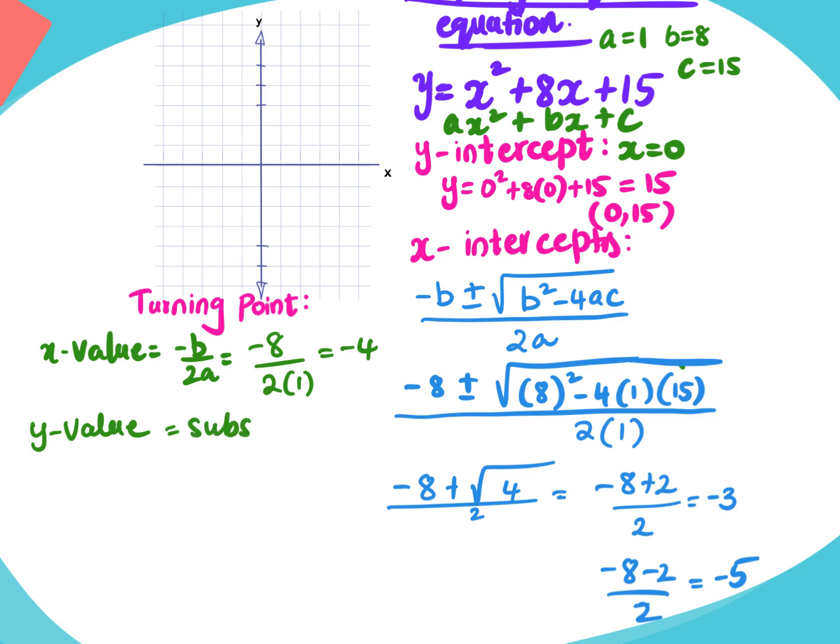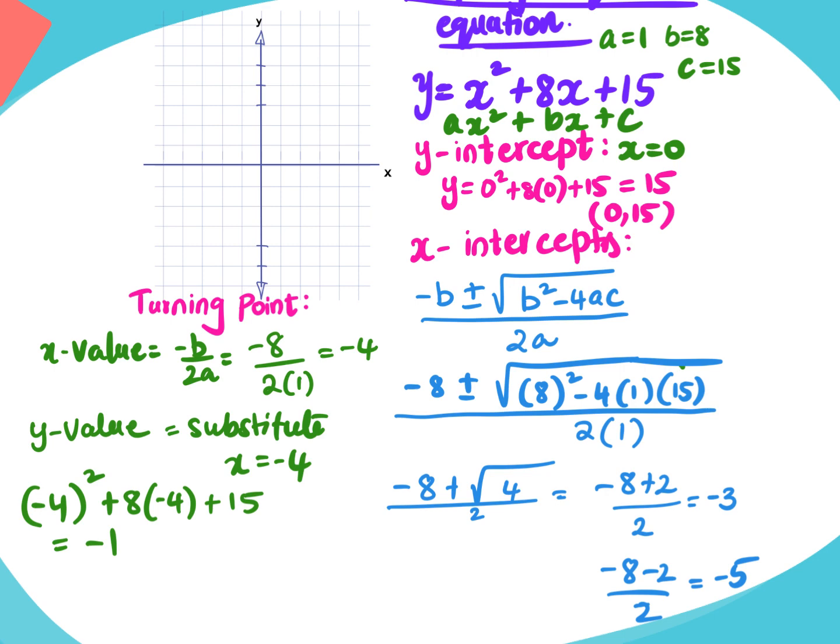So you substitute x equals -4 into the equation. That is -4 squared plus 8 times -4 plus 15. And you would end up with -1. So finally you write the vertex as (-4, -1). So this is your vertex.